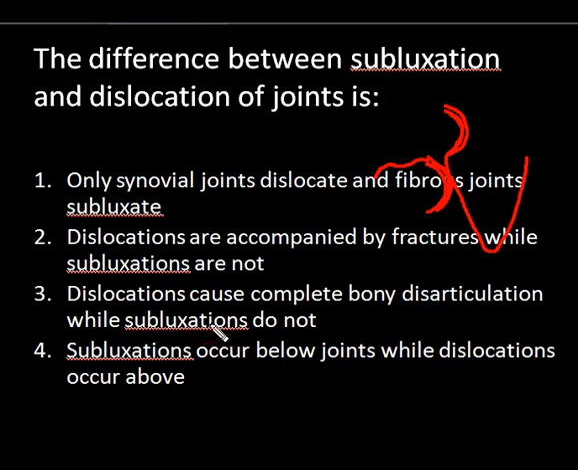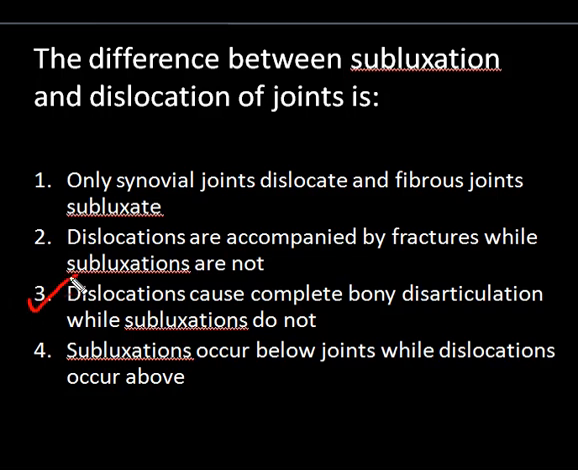And subluxations are also known as partial dislocation. So there's not complete bony disarticulation. Instead, there's partial. Let's say, for example, the head of the humerus was articulating somewhere here. So there's partial disarticulation. That is what subluxation is. So this statement is true. Therefore, this would be the answer to this question. So let's say that this would be the answer.